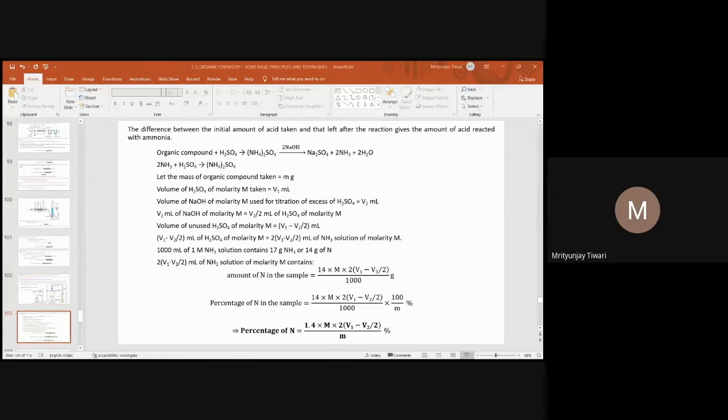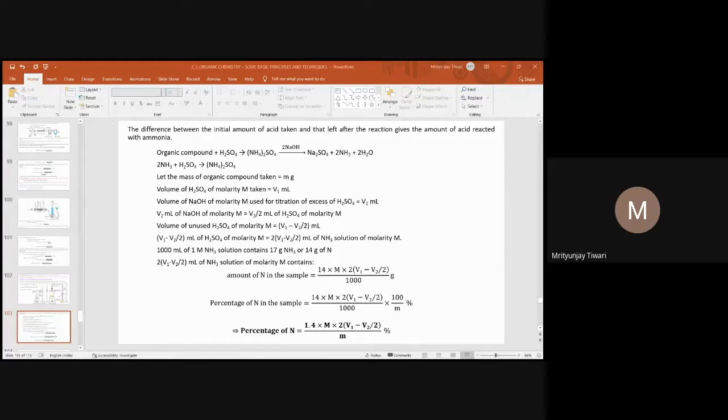If V1 minus V2 by 2 ml of H2SO4 of molarity M reacts with ammonia, it means it will react with twice the volume of H2SO4, that is 2 into V1 minus V2 by 2 ml of ammonia solution of molarity M. Now this is the volume of ammonia solution we know. If ammonia is dissolved in water, it will form NH4OH. And this NH4OH will react with H2SO4 to form ammonium sulfate plus water.